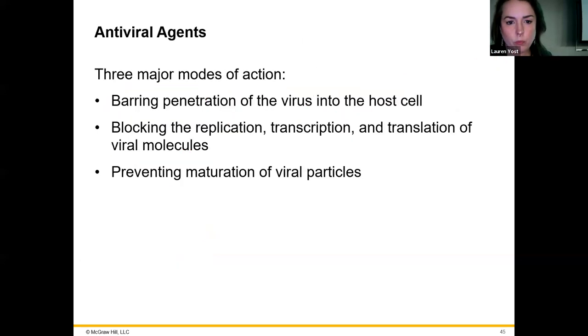So, all right, moving on to the antiviral agents. The three most common ways that most antivirals are going to work.